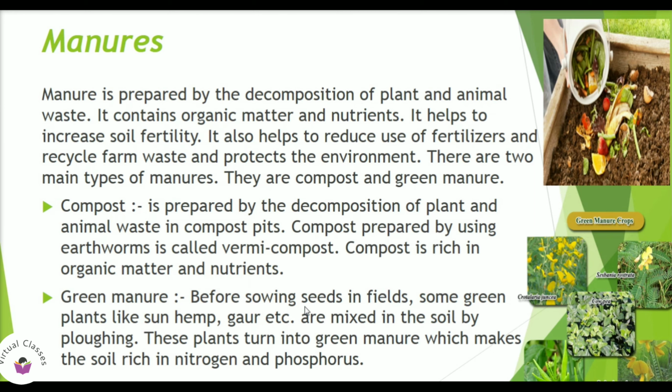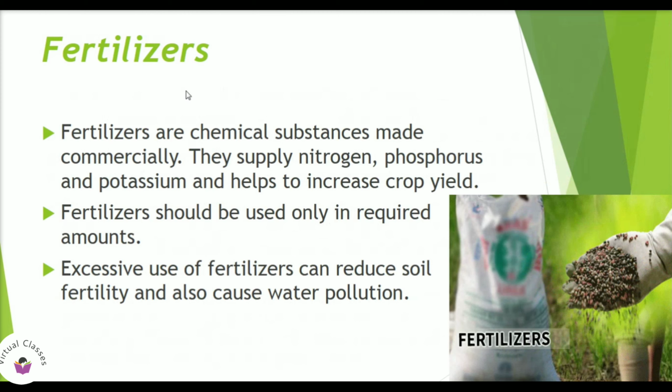Now we have green manure. Before sowing seeds in fields, some green plants like sunhemp, guar, etc. are mixed in the soil by plowing. These plants turn into green manure, which makes the soil rich in nitrogen and phosphorus.